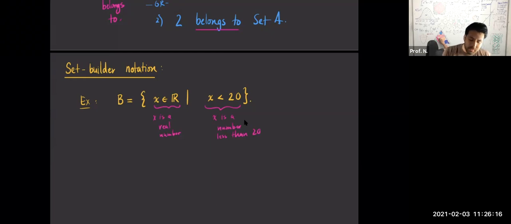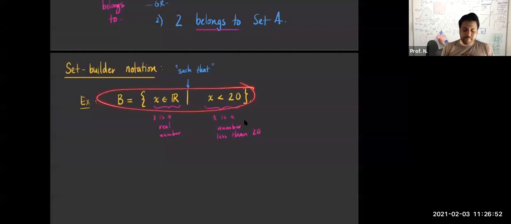So if you really want to explain this whole thing out, what is this notation here? What does this little bar, this dash, represent? This represents literally the words such that. So I can literally say this. These symbols here represent a whole mathematical expression. In particular, you can express this as a mathematical statement. So you can say B is the set.